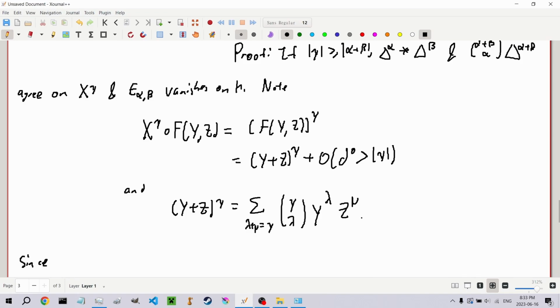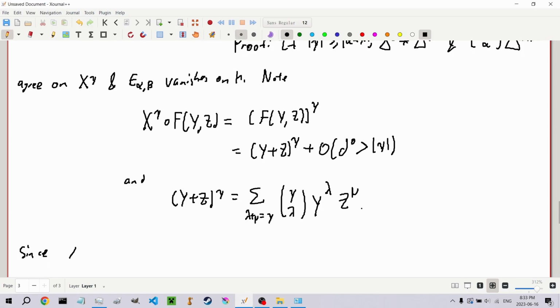Now, since we know that delta to the alpha times delta to the beta of x to the gamma is delta sub y to the alpha times delta sub z to the beta of x to the gamma on f of y and z.